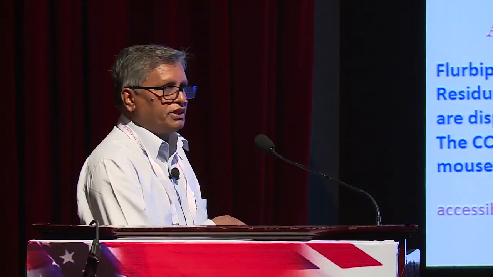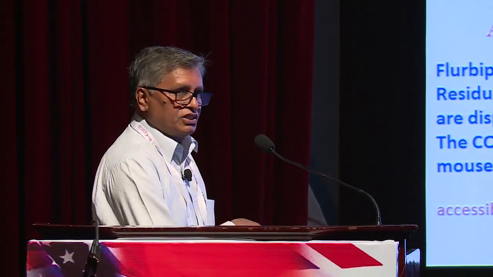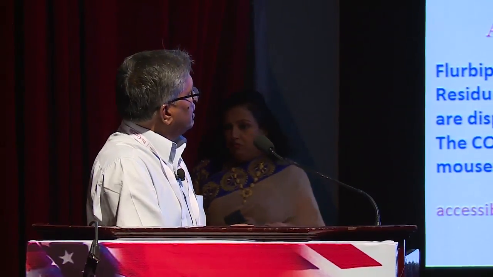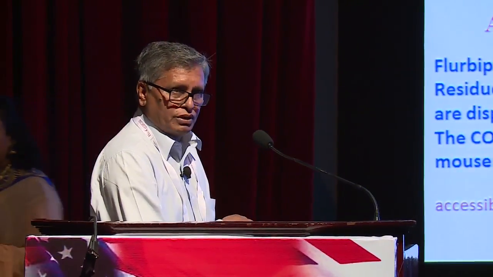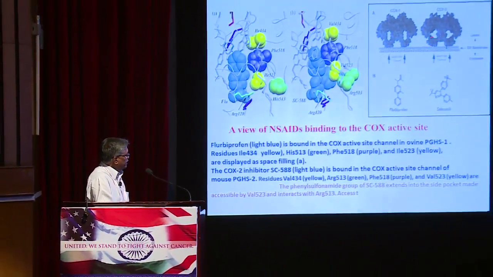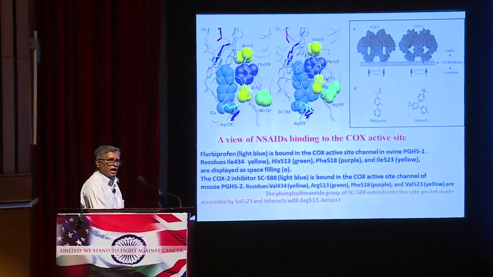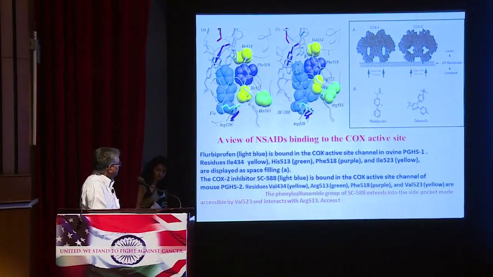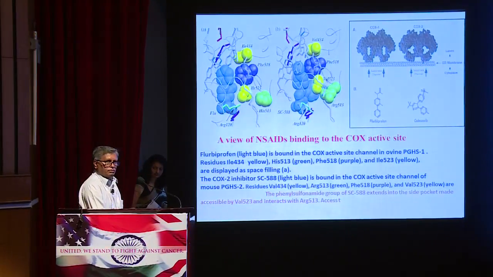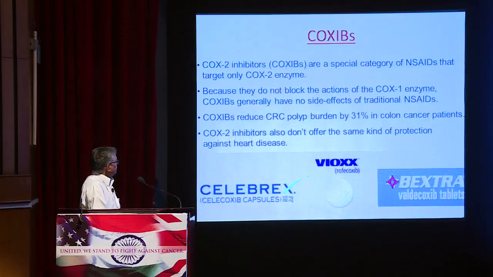Once this information was known in 1990, then using rational drug design approaches, because the crystal structure of both the enzymes was known by then, COX2 specific inhibitors were developed as primary anti-inflammatory drugs, and they became blockbuster drugs as soon as they were released into the market. And a number of these COXIBs came into the market.